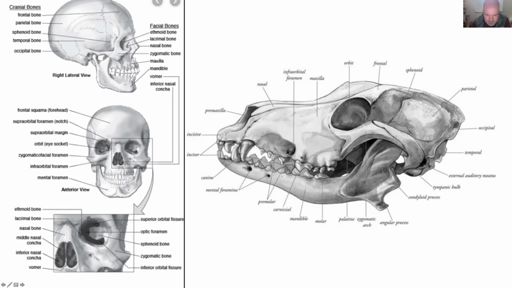I've got a friend of mine who is printing me a 3D print of a hyena skull, and hopefully someday I'll show that to you just for pure educational interest.